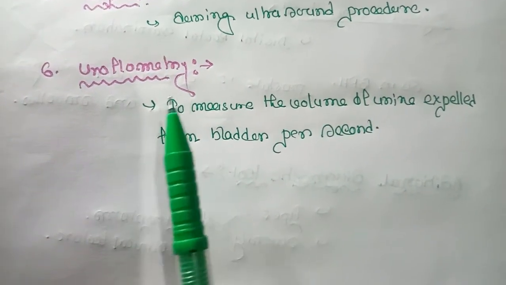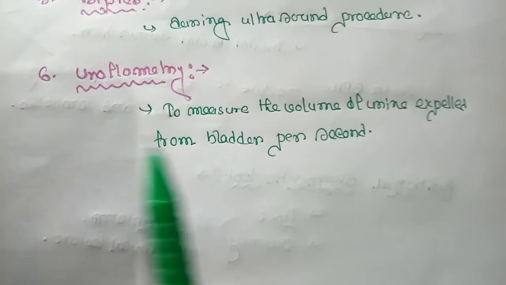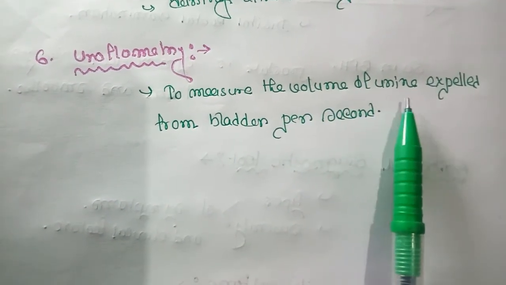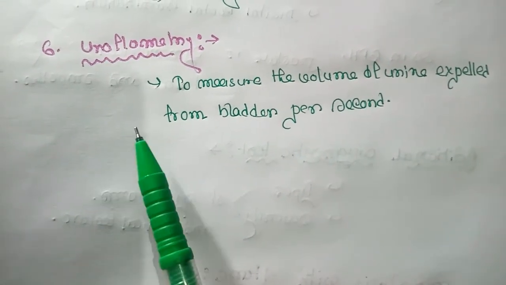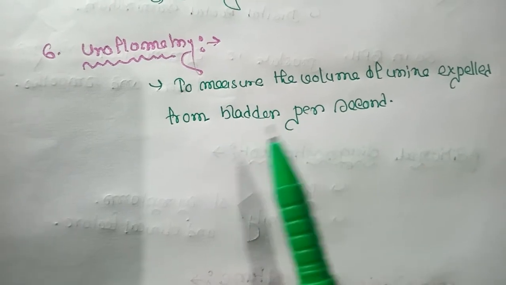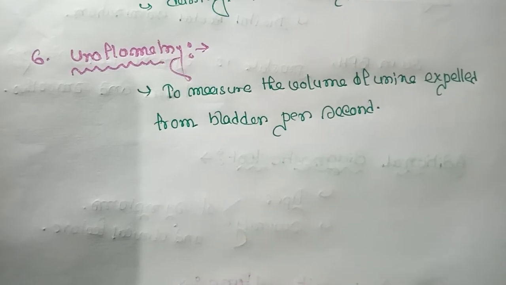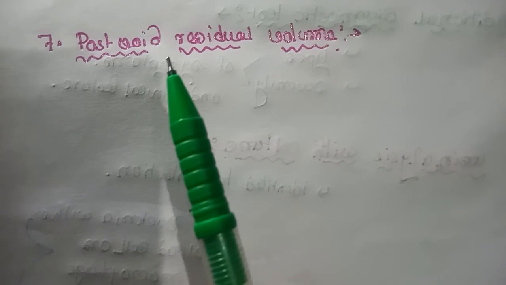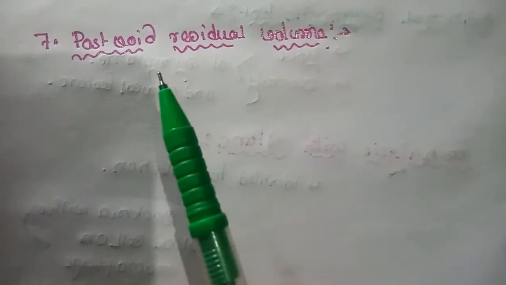Next, uroflowmetry. Uroflowmetry is a study that measures the urine volume expelled from the bladder per second. It is helpful in determining the exact urethral blockage and thus the type of treatment indicated. Other tests: post-void residual volume also determines the degree of urine flow obstruction.